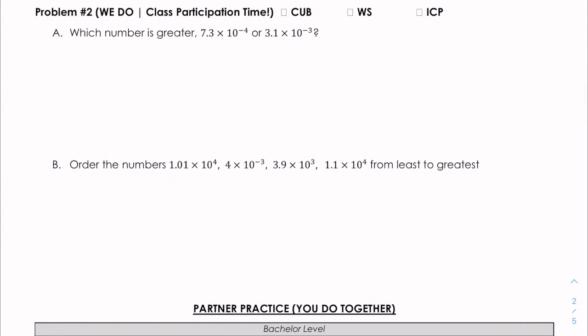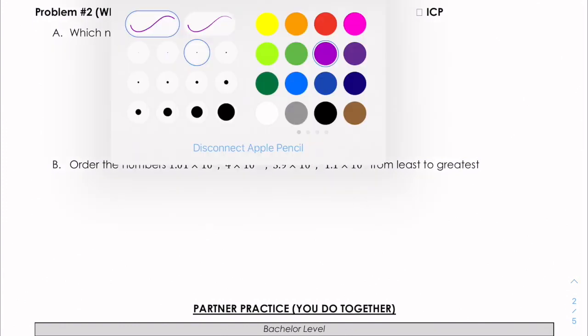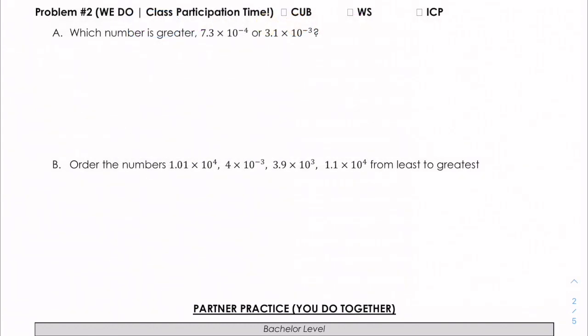So we do problems. We have two of them. Which number is greater, 7.3 times 10 to the negative 4th or 3.1 times 10 to the negative 3rd? I'm looking for the greater number. That's the larger one. Here are the two numbers that are being compared. Pause the video now and try this question on your own.